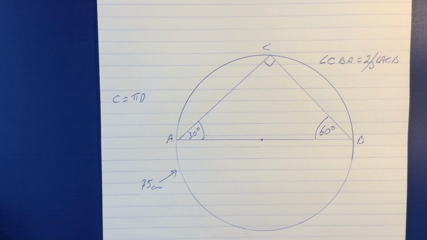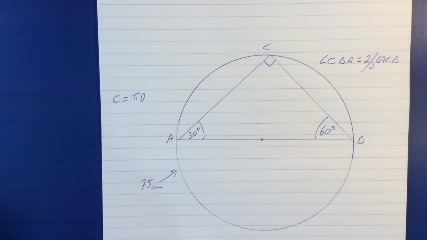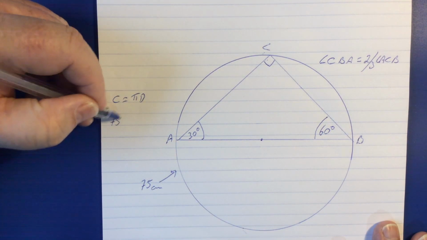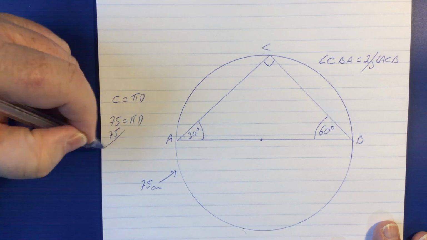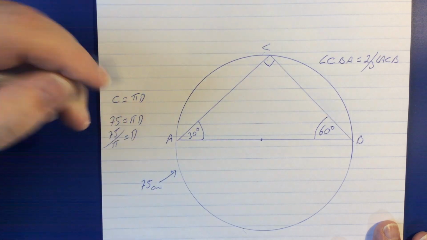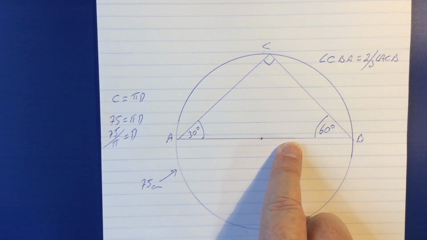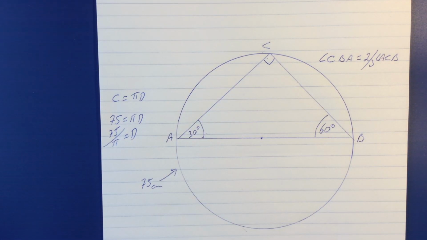The other thing that's going to help us a lot is this formula. The circumference is equal to pi times the diameter of a circle. We know the circumference. 75 equals pi d. So 75 over pi is going to give us our diameter. It's going to give us that measurement. Once we have that measurement, we can get these other measurements. We can find the area of the circle.